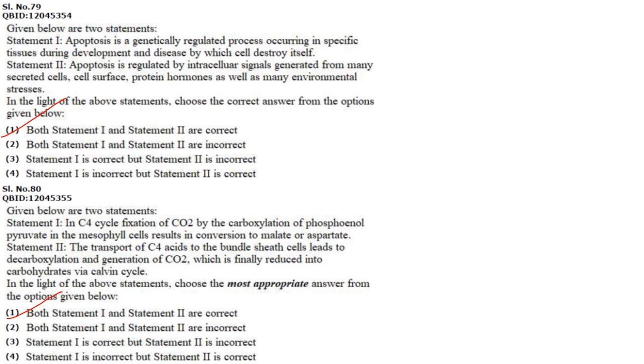Then next one. In the C4 cycle, fixation of carbon dioxide by the carboxylation of phosphoenol pyruvate in the mesophyll cells results in the formation of malate or aspartate. So that's correct. The transport of C4 acid to the bundle sheath cells leads to decarboxylation and generation of carbon dioxide, which is finally reduced into carbohydrates via the Calvin cycle. That is also correct. So both statements 1 and 2 are correct.